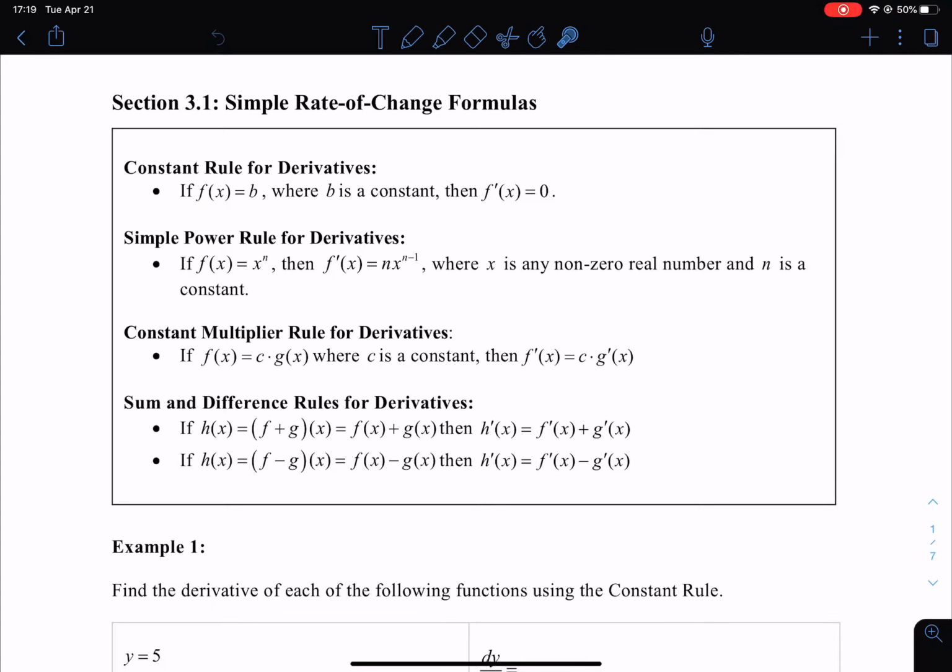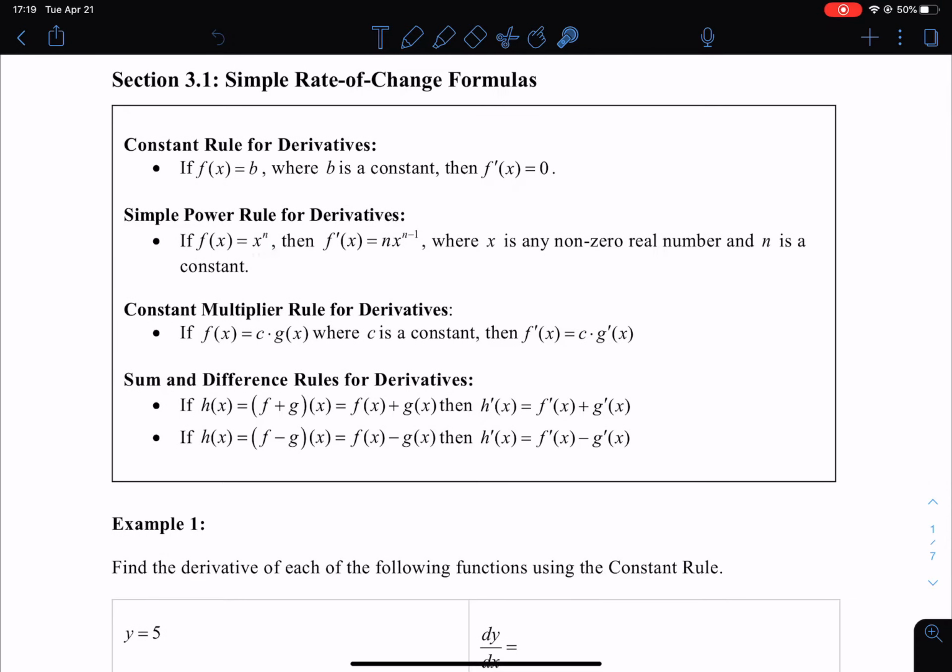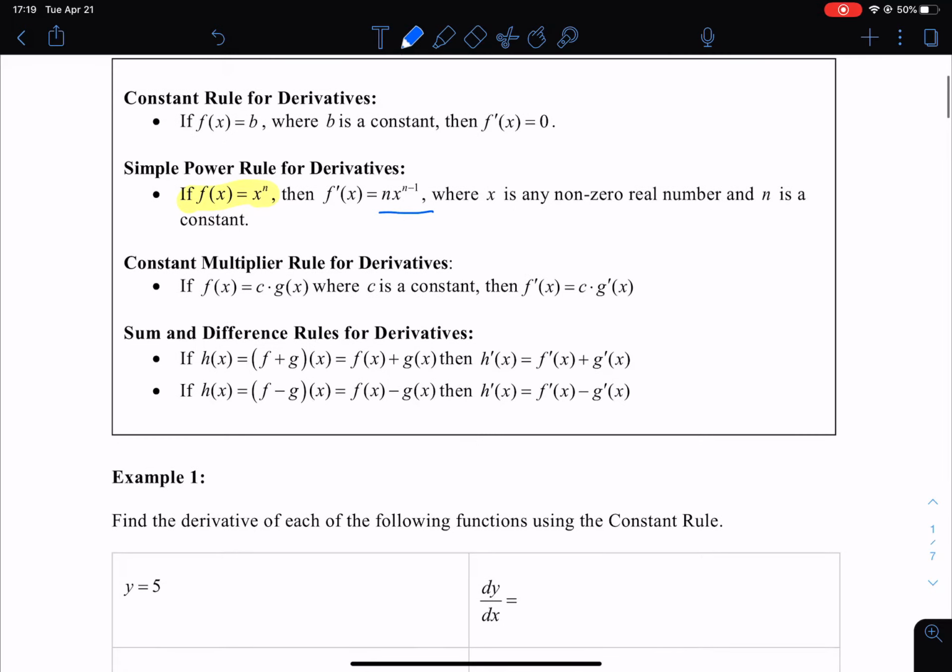The first one is if the function is a constant function, then the derivative is 0. The second one is if f of x is x to the nth power, then the derivative is just n multiplied by x to the n minus 1. The next one is about a constant number c multiplied by a function g of x, where c is a constant number. For the derivative, we just keep the same c and take the derivative of the function, g prime of x.